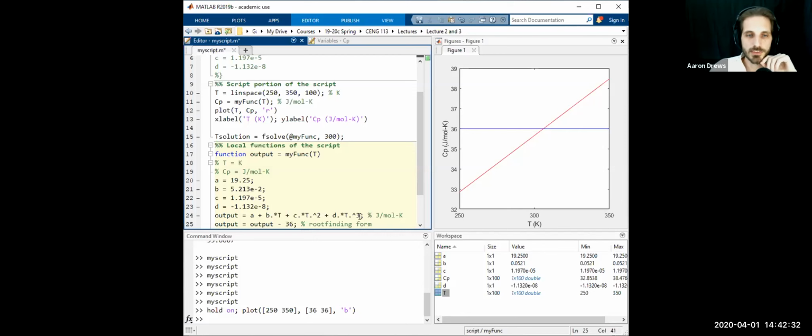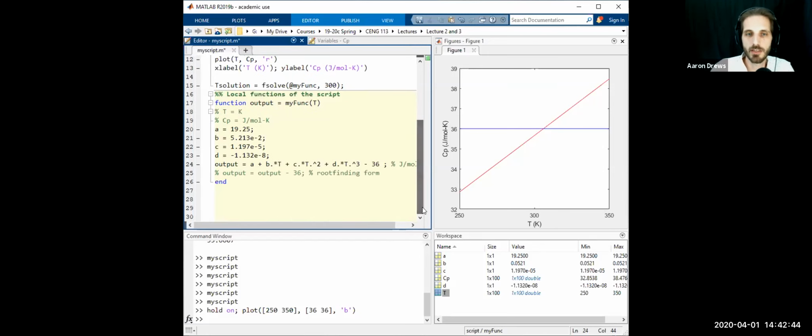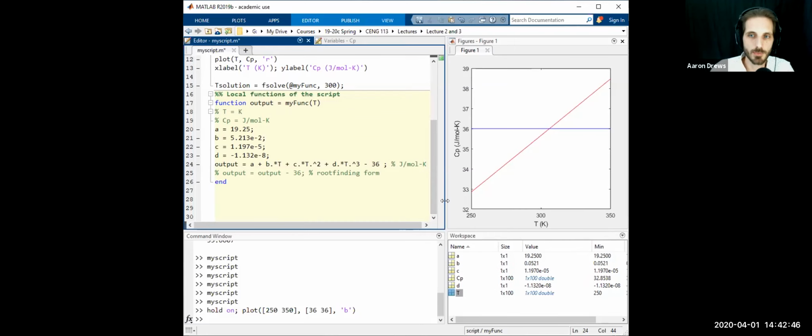You can equally say, if you don't like that command, if this looks weird to you, what do you mean by output is equal to output minus 36? That's okay. You can ignore that and then just subtract off 36 from the line above it, and that's entirely equivalent. I'm getting a hint that you're going to need the optimization toolbox.